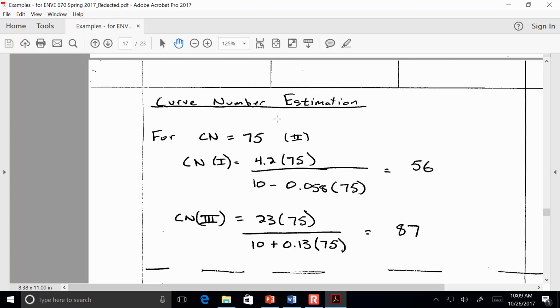Okay, so for the curve number of 87, I get P sub E is going to be 2.41 inches. Let me double check that. That's just my first time through. 3.75. You got that too? All right, well, we probably didn't make the same mistake then.